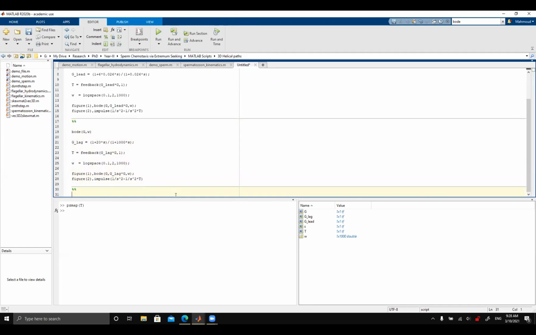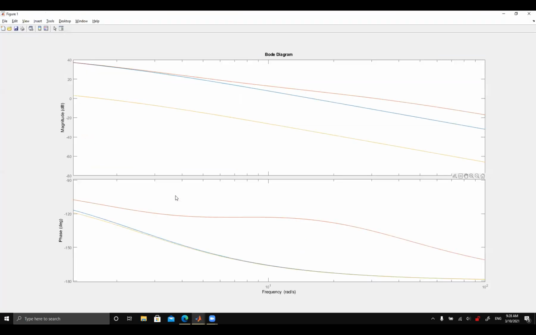Now, as a final comparison, let's look at the Bode diagram of G_lead times G, then G times G_lag times G and W. So these are the three systems. We see that the lead compensator significantly changes the phase diagram without affecting the gain diagram as much, whereas the lag compensator affects the gain diagram without affecting the phase diagram too much.